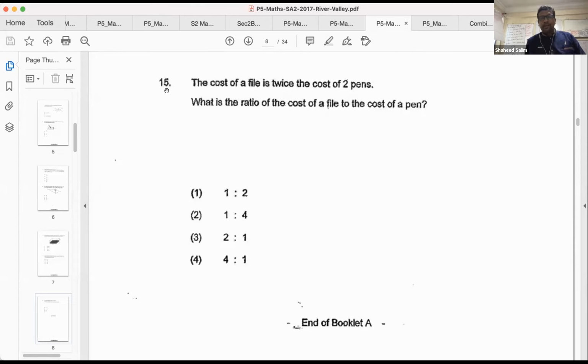Which one is more expensive, Mr. Putra? The file is more expensive. But your answer said the file is cheaper. File is more expensive. For the file, the number must be bigger. This is file. This is pen. If your number is smaller, that means the file is cheaper. Number is bigger means file is more expensive.